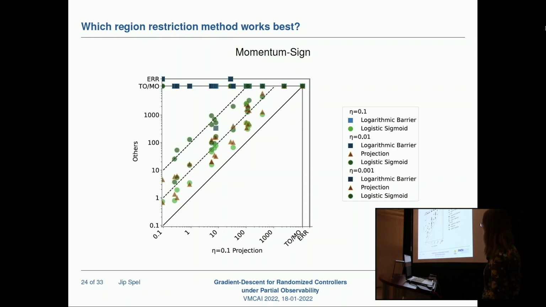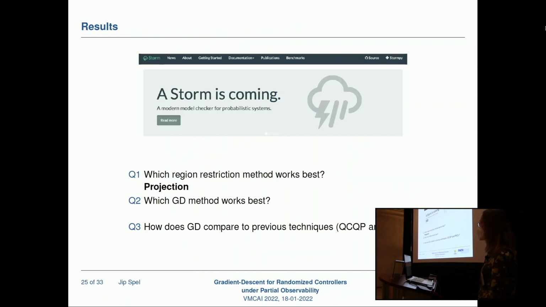This actually also was for a more sophisticated method like Adam. We had the same results there, which you can also see in our paper. Projection is for us the best region restriction method. It's also the easiest one with the least overhead.